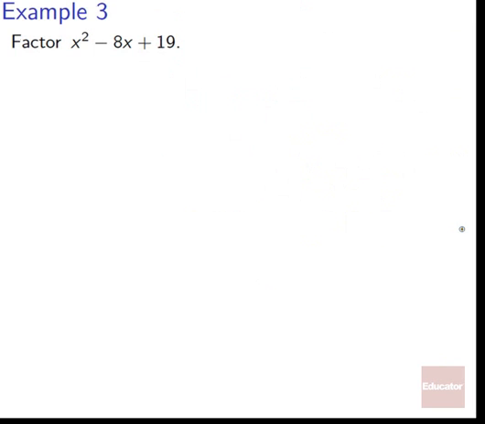Third example, factor x squared minus 8x plus 19. Well, we know this is probably going to involve complex numbers. It's probably a little bit hard to figure it out in terms of complex numbers. But hey, can we find the roots? Sure enough, we can find the roots. So let's find roots, and then we'll use the roots to give us factors. Remember, once you know roots, you know factors, so we find the roots first.